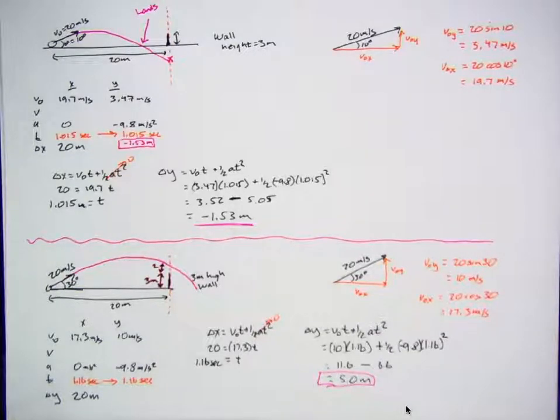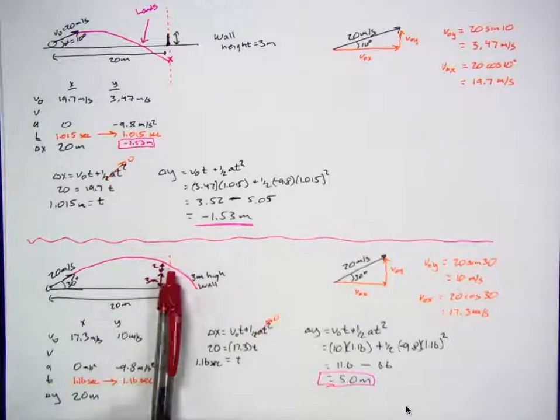So we notice that changing the angle makes the ball go farther, but in both cases we're using the 20 meters to figure out what's happening at this point.